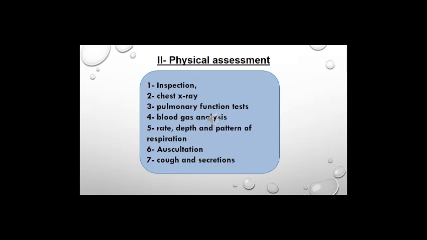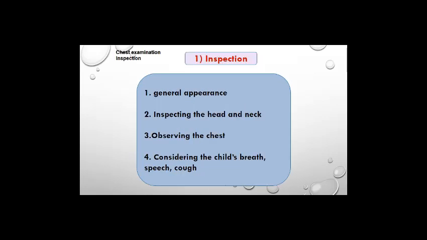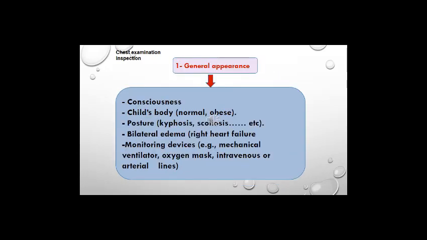تاني نقطة طبعا هي physical assessment, which consists of inspection, x-rays, pulmonary function test, blood gas analysis. بنبص على rate, depth and pattern of respiration, auscultation, cough and secretions. أول حاجة في الانسبكشن هي general appearance, which consists of the consciousness of the child. In general, the child's body, normal or obese.